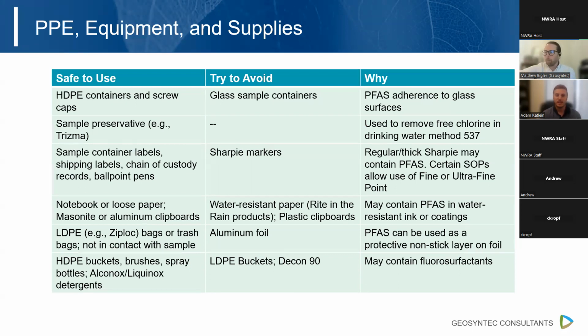You can use sample preservatives, Trizma. That will only be though for drinking water methods, as I'll explain later. Other things to avoid are Sharpie markers, so it'll have to be just pens that we use out in the field. And you want to avoid water resistant paper. A common one is the Rite in the Rain products, which can contain PFAS, as well as plastic clipboards. And finally, you're going to want to be careful about aluminum foil and the Decon 90, which also may contain PFAS. Next slide.